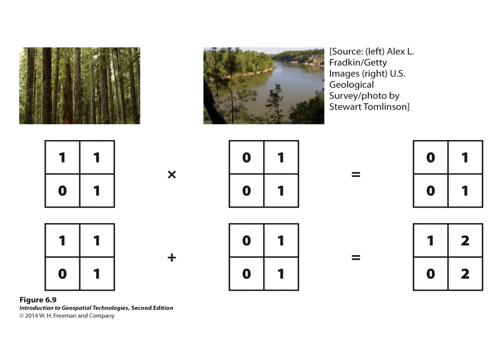What if we add them together? Well, if we add them together, we get something different. We get interpretive numbers. When we add them together, we get a 1, a 2, a 2, and a 0. So what does that mean? Well, if you have a value of 1, it means you have either trees or water. If you have a value of 2, you have trees and water. And if you have a value of 0, you have neither trees nor water.